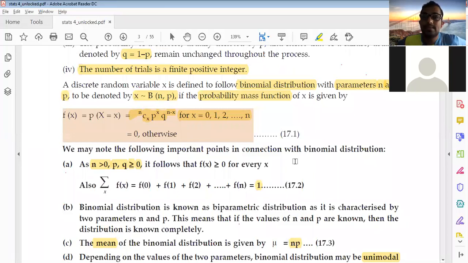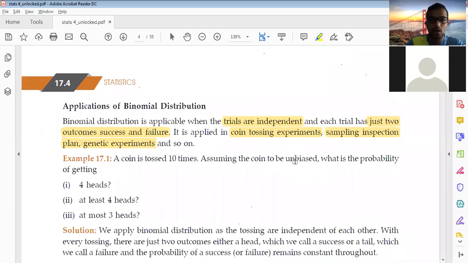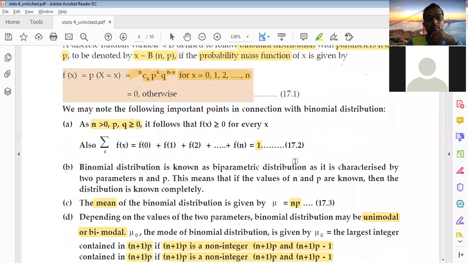Then we also saw the PMF, probability mass function, and how to work out these sums using the formula. The formula was P of X equals X, or F of X equals NCX, that is the combination of N terms taken X at a time, into P to the power X, that is probability, and Q to the power N minus X. And we told the range of binomial distribution is 0, 1 up to N. 0 is also included, N is also included. N means a finite number of terms. And we all know that total probability is always 1.